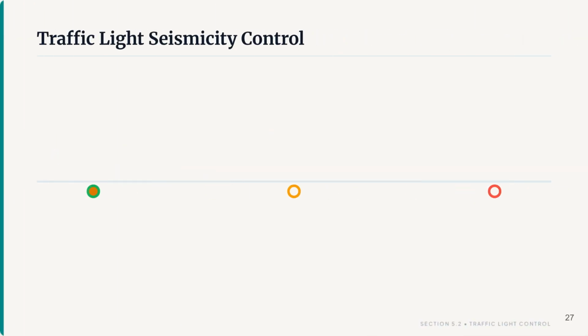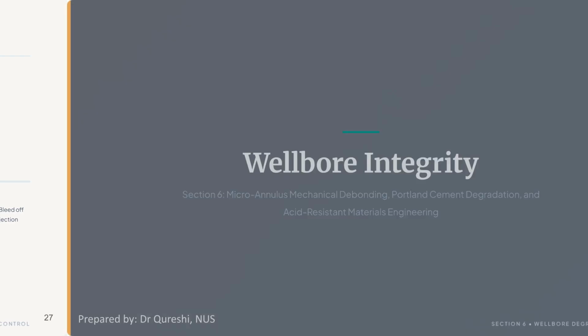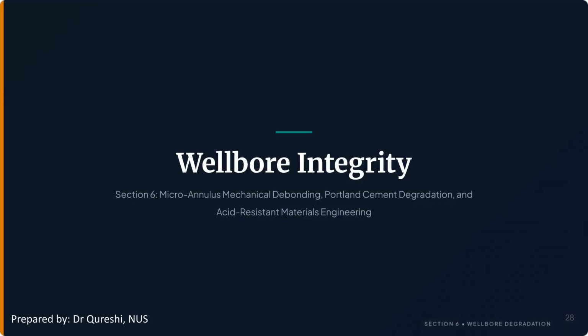Traffic light systems manage seismicity. Operations proceed at green, require caution at amber by reducing injection, and mandate immediate shut-in at red if magnitude thresholds are exceeded. Wellbore integrity is vital for long-term storage.